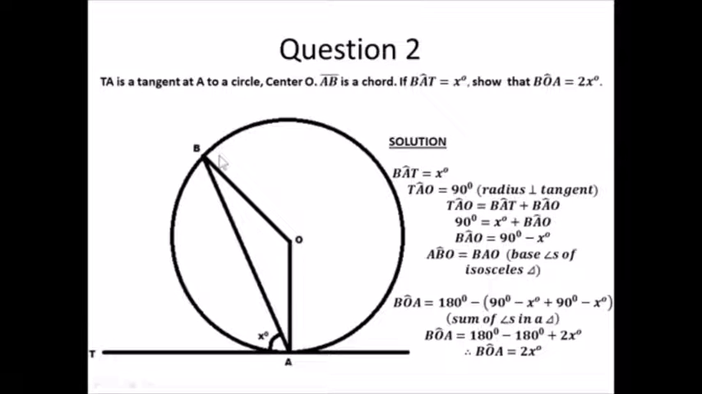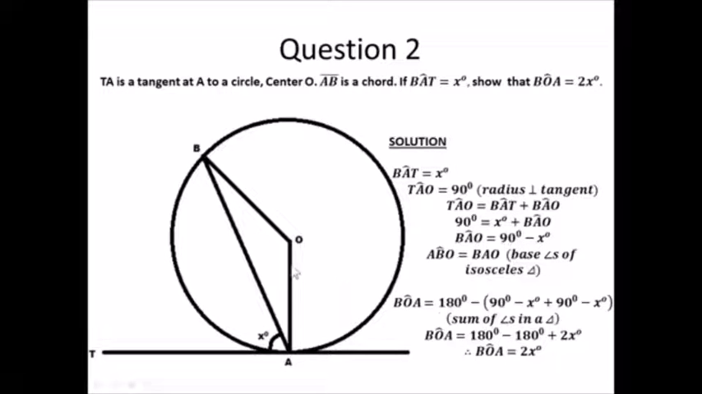That means this angle here is equal to this angle here. So if this is 90 minus X degrees, this angle is also 90 minus X degrees. To get this angle, we add these two angles and remove the sum from 180 degrees, because the sum of angles in a triangle is 180 degrees. That will give us this angle here, and that is what you can see right here.